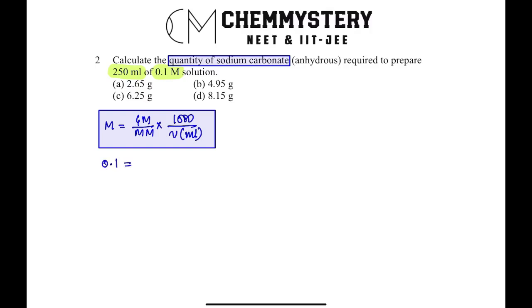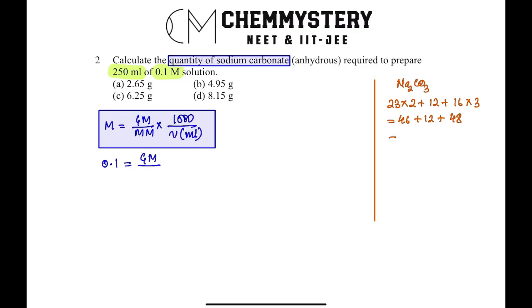Now what is the molarity you need to maintain? 0.1 is the strength. Given mass, I need to find out. Molecular mass: the solute taken here is sodium carbonate, Na2CO3. Mass of sodium is 23. How many sodiums are there? 2. Plus mass of carbon is 12, plus mass of oxygen is 16. How many oxygens are there? 3. This is a simple calculation. So 23 into 2 is 46, plus 12, plus 16 into 3 is 48. Now how much is it becoming? 106. So 106 is the molecular mass of the solute, sodium carbonate.